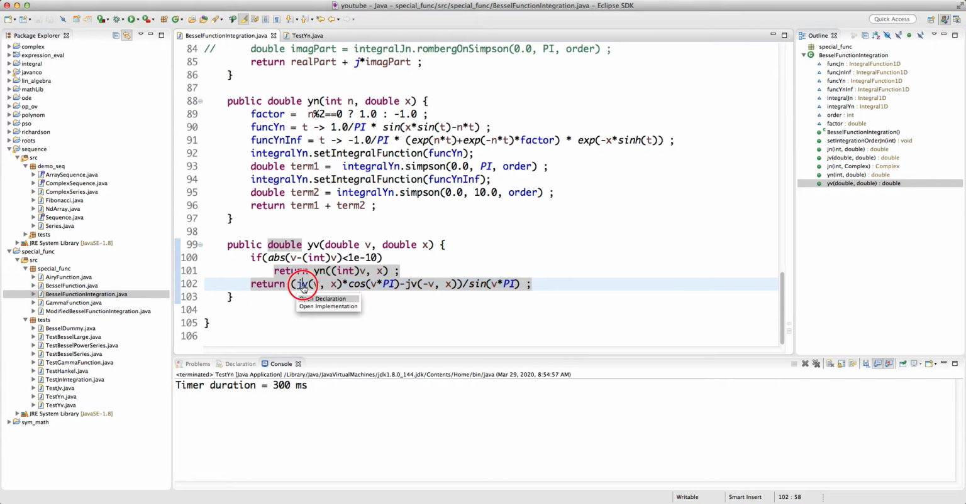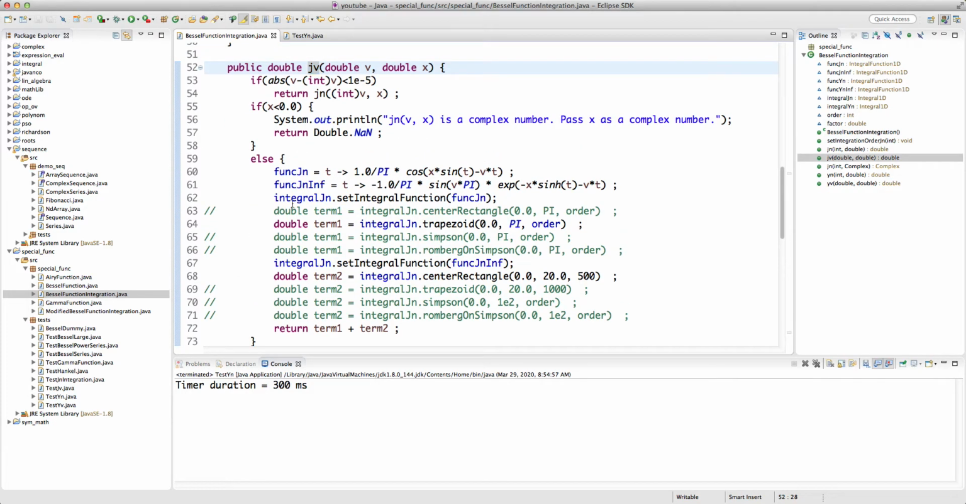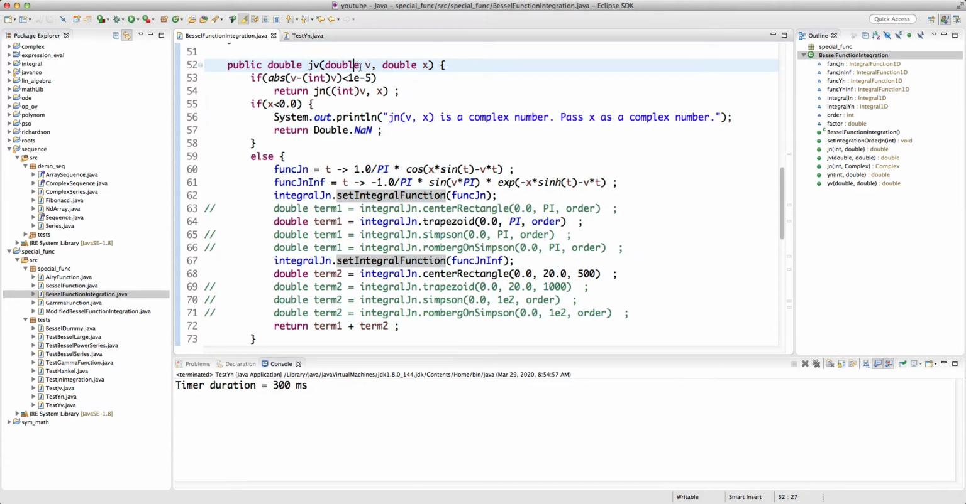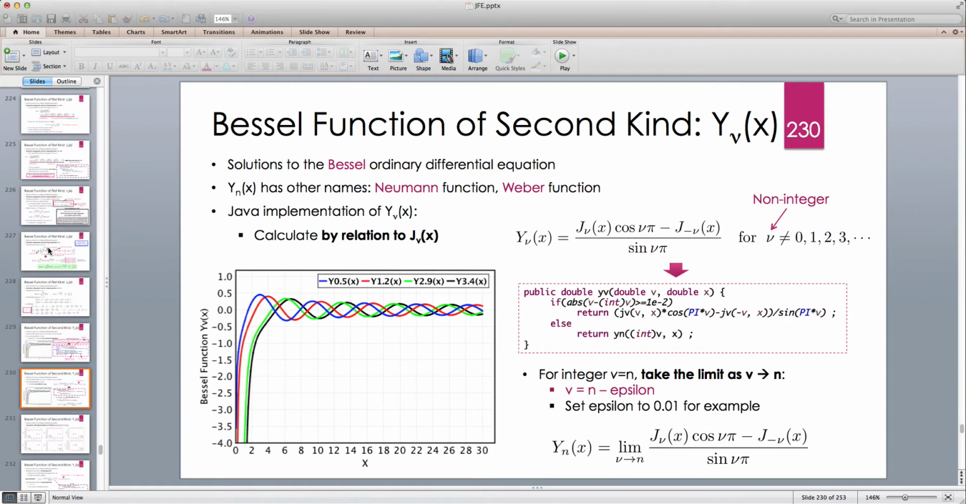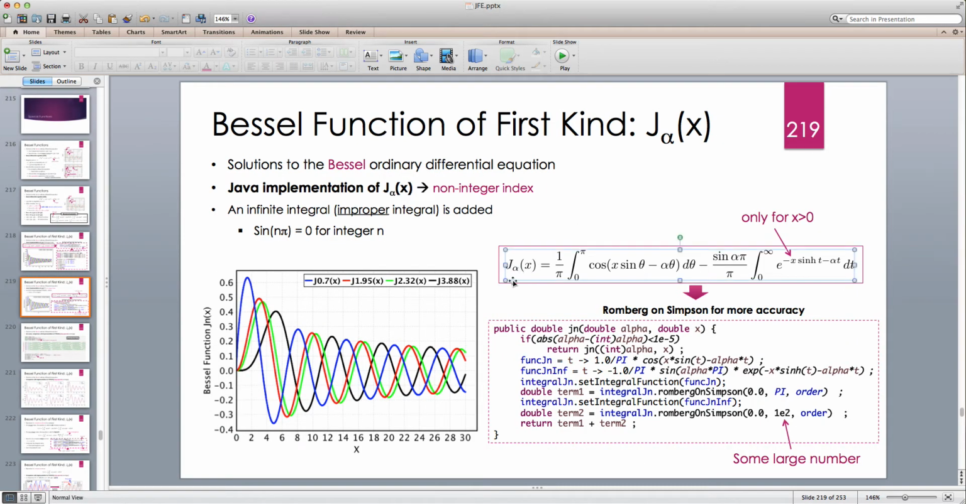And this j nu is in this object, so we are using the integral implementation of j nu in this function. To refresh your memory again, if we go back to one of the lectures about j nu or j alpha, when alpha or nu is not an integer, then we also end up with the 0 to infinity integral, e to the minus x sinh of t minus alpha t, sine of alpha pi over pi, all right? And we implemented this.